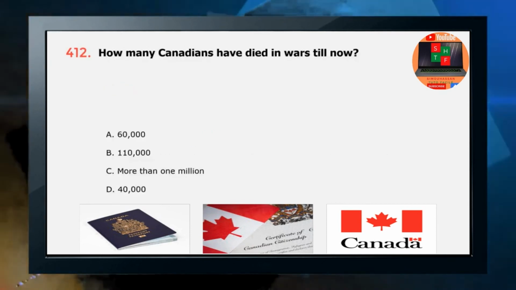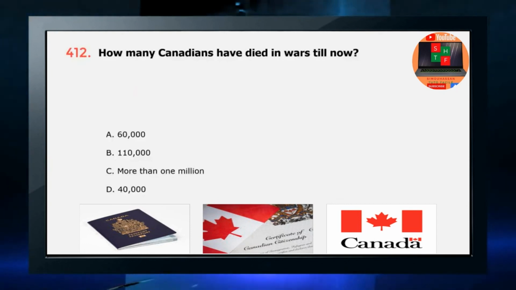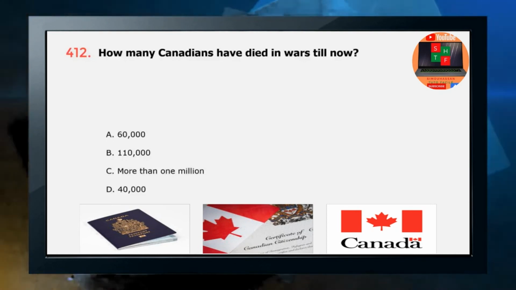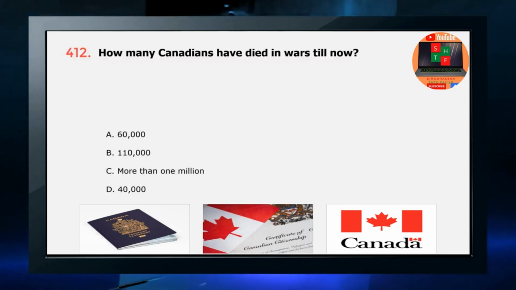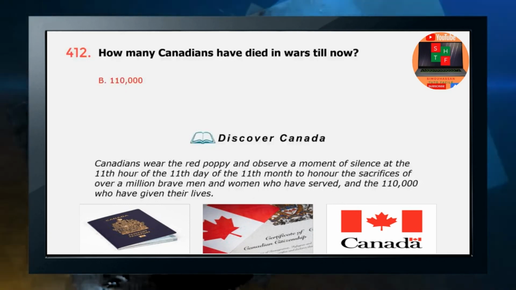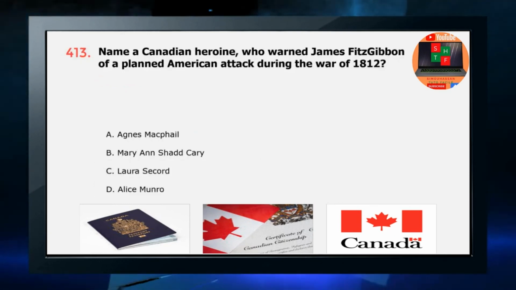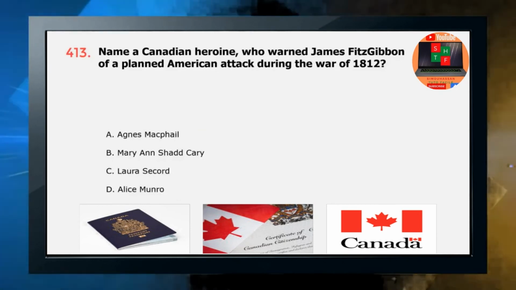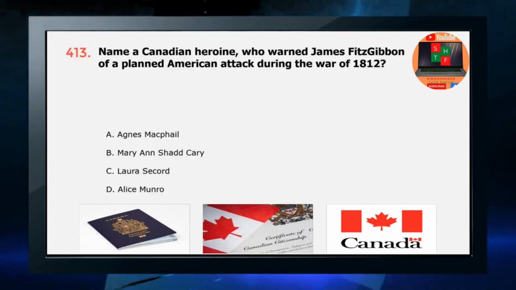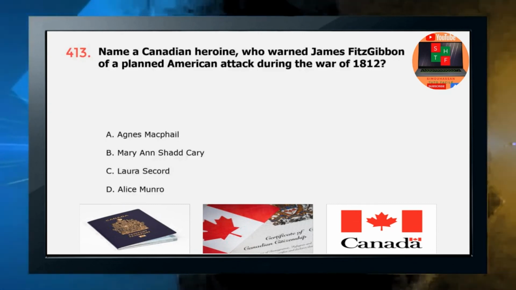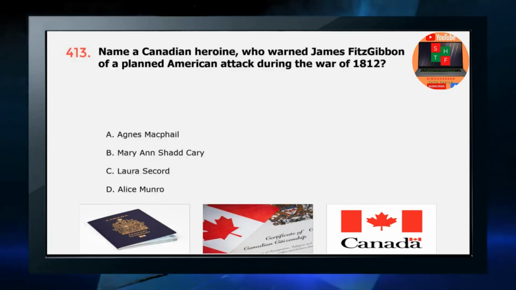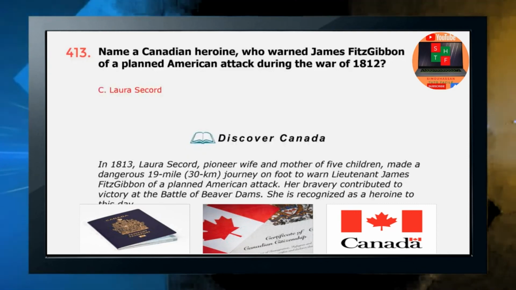Question 412. How many Canadians have died in wars till now? A. 60,000. B. 110,000. C. More than 1 million. D. 40,000. The answer is B. 110,000. Question 413. Name a Canadian heroine who warned James Fitzgibbon of a planned American attack during the War of 1812. A. Agnes MacPhail. B. Mary and Shad Carey. C. Laura Secord. D. Alice Munro. The answer is C. Laura Secord.